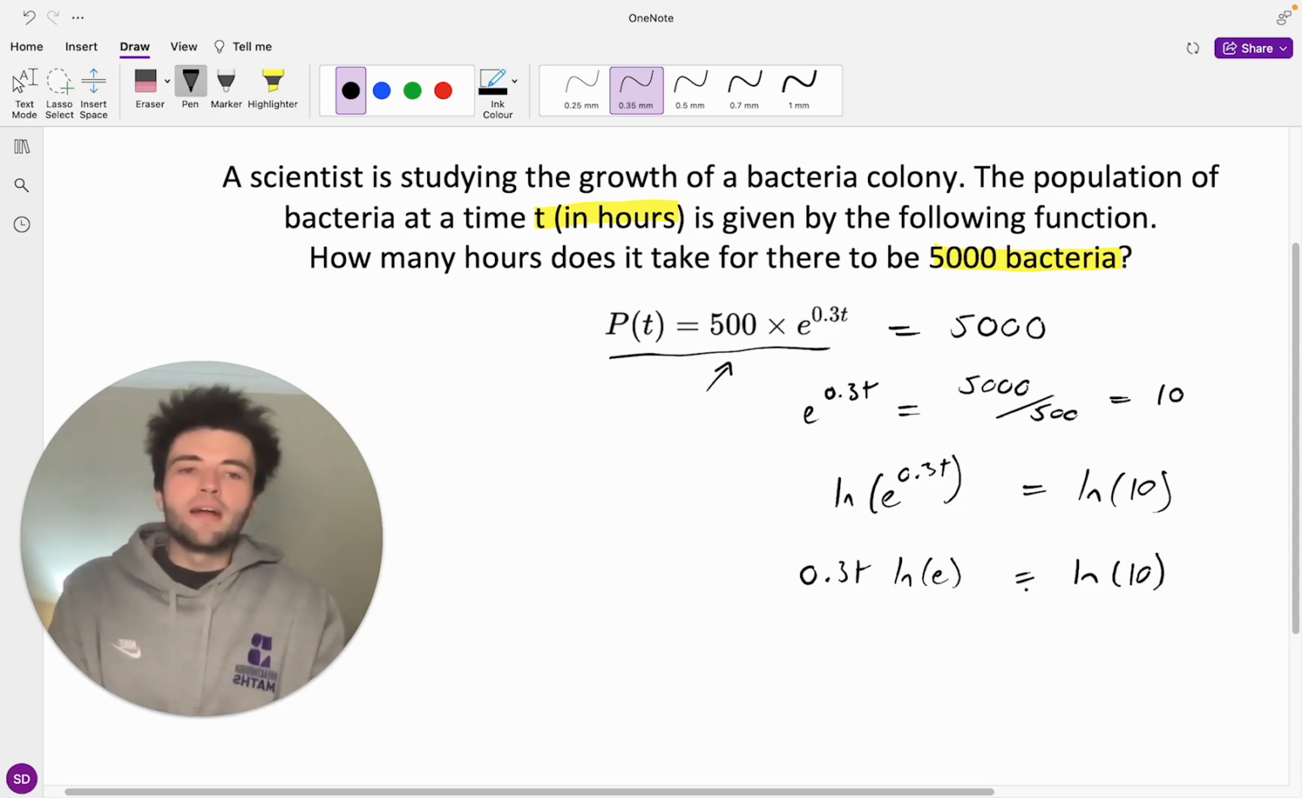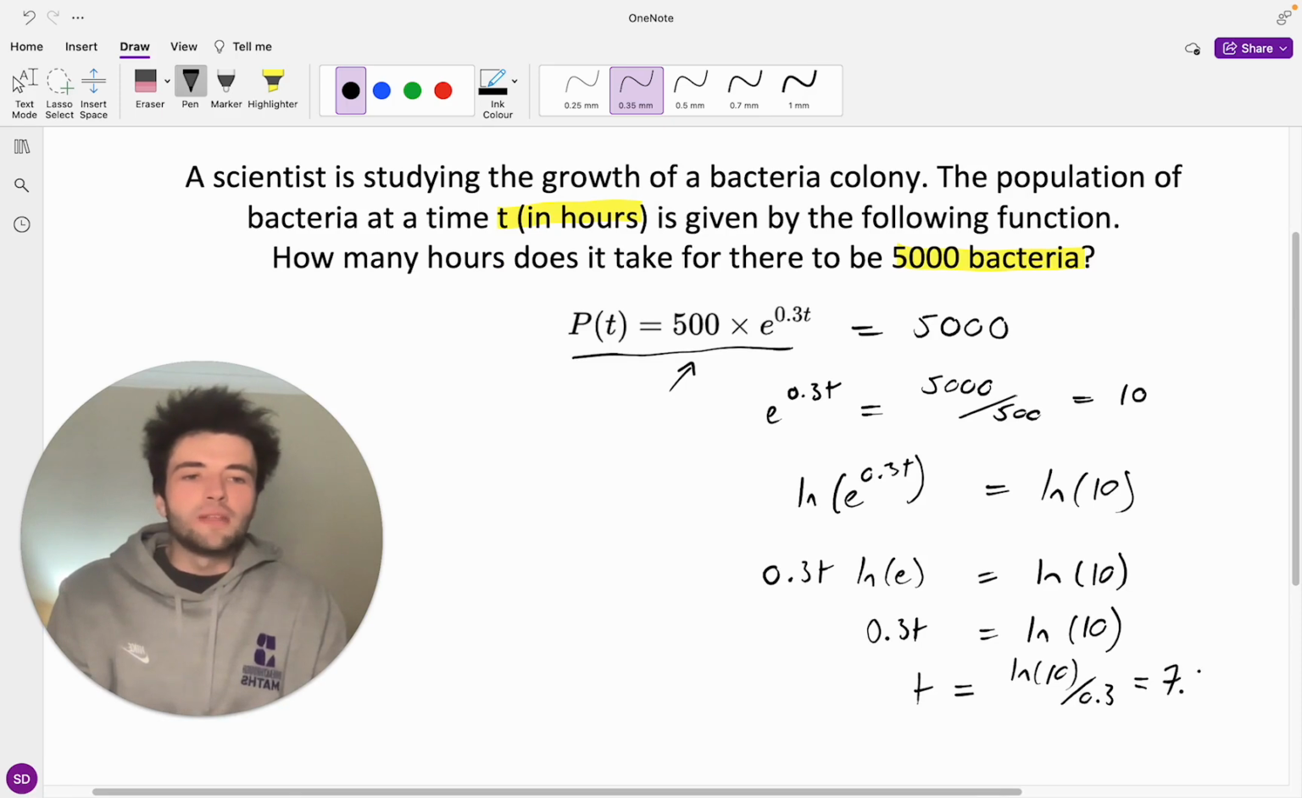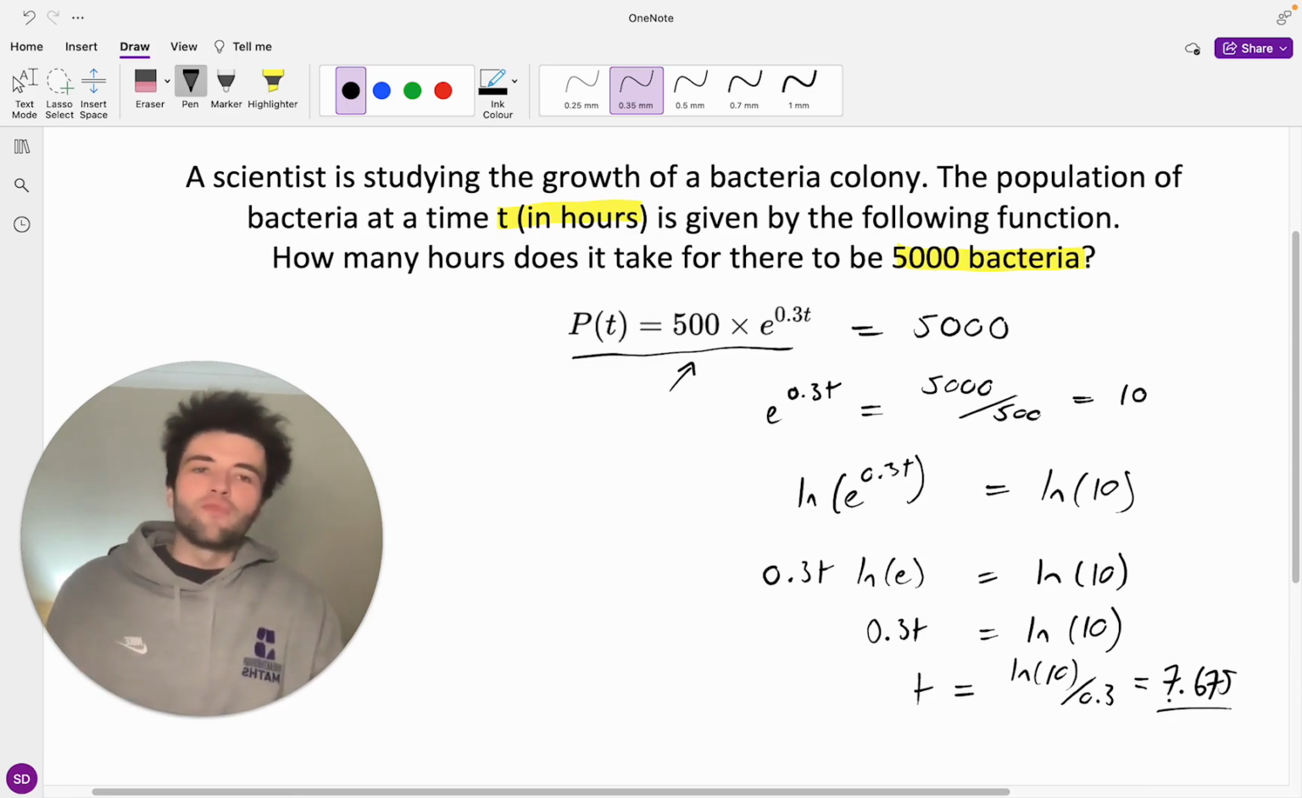And so we know the ln, or the natural log of e, or if you think about it, what power you have to raise e to get a base of e, it's going to be just 1. So therefore we know that 0.3t is equal to the natural log of 10, and then our last step is just going to be to divide across by 0.3, and then we're just going to plug that value into our calculator, and the value we're going to get out is going to be 7.675. So that's going to be our value of t, or in other words, it takes about 7.5 hours for there to be 5,000 bacteria from the initial 500.